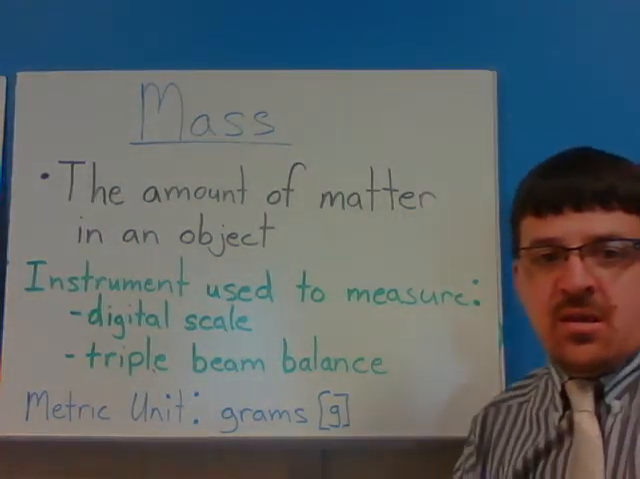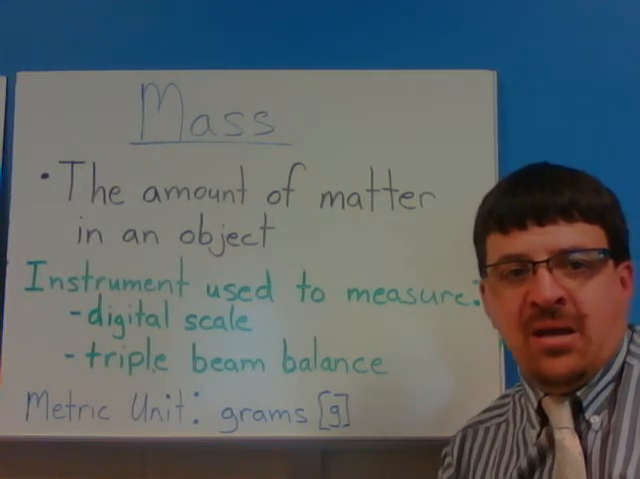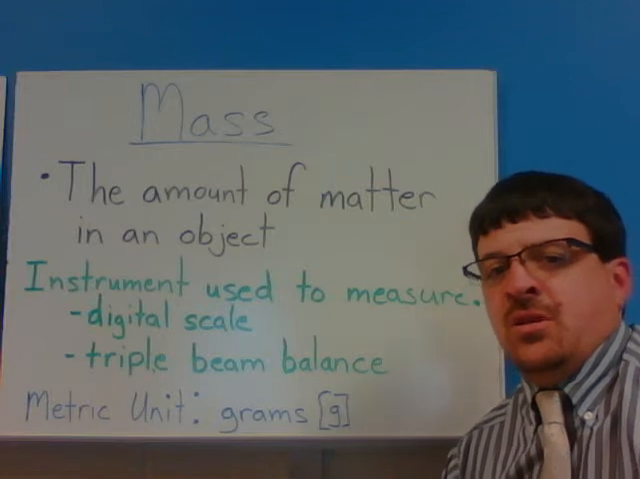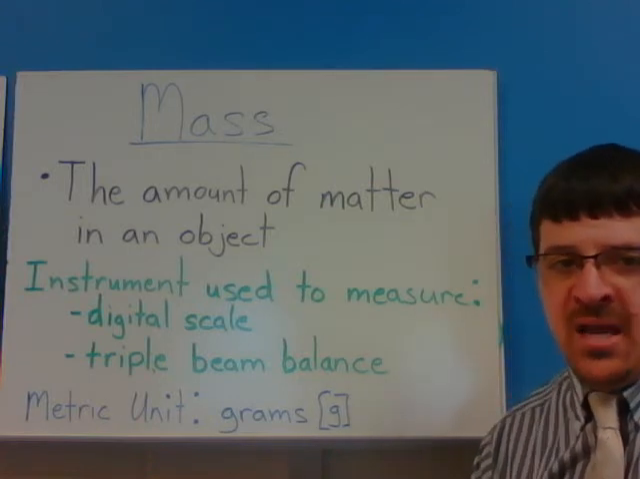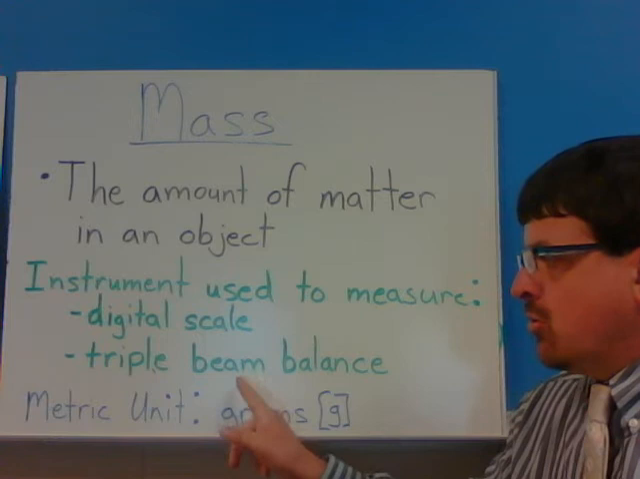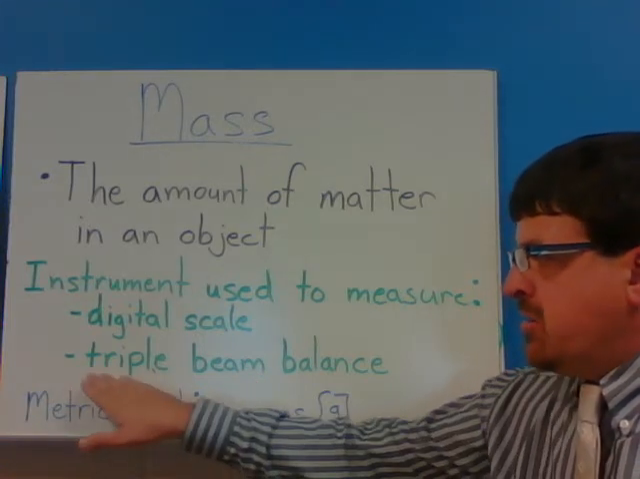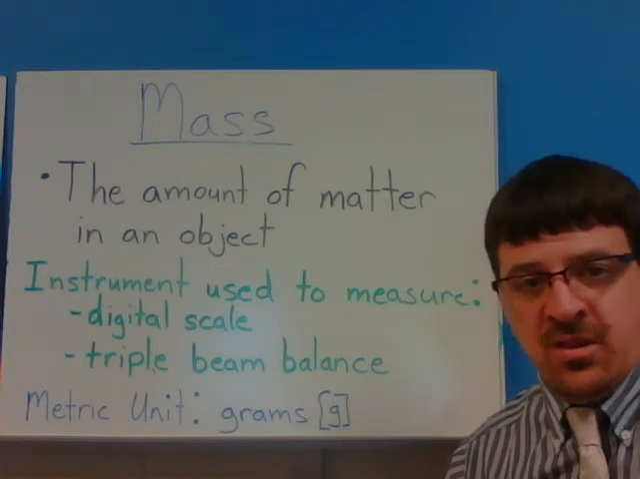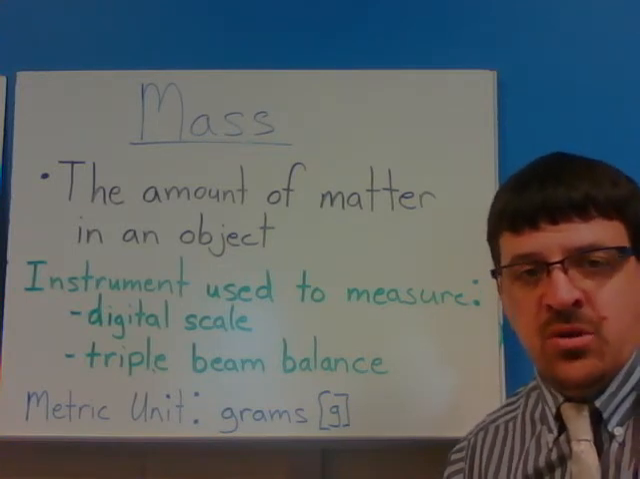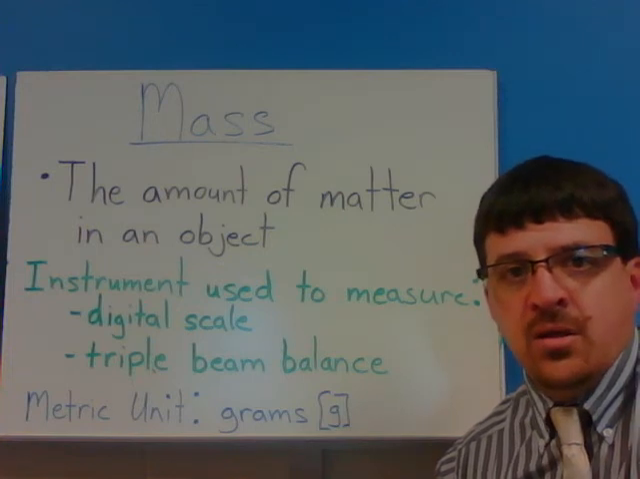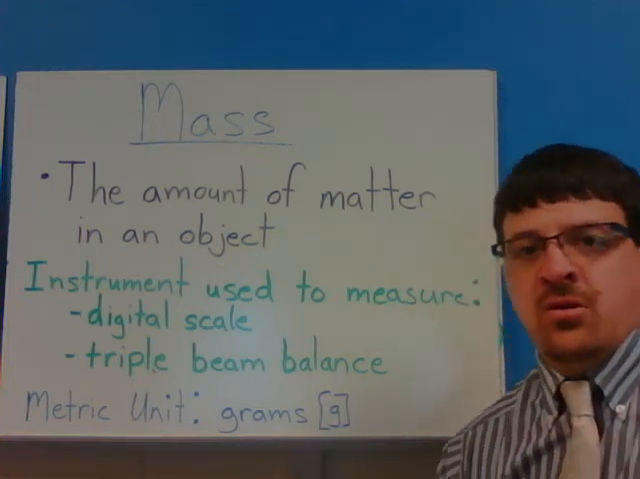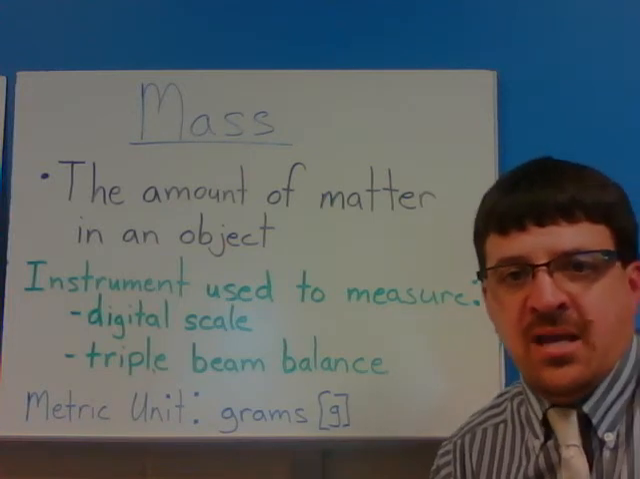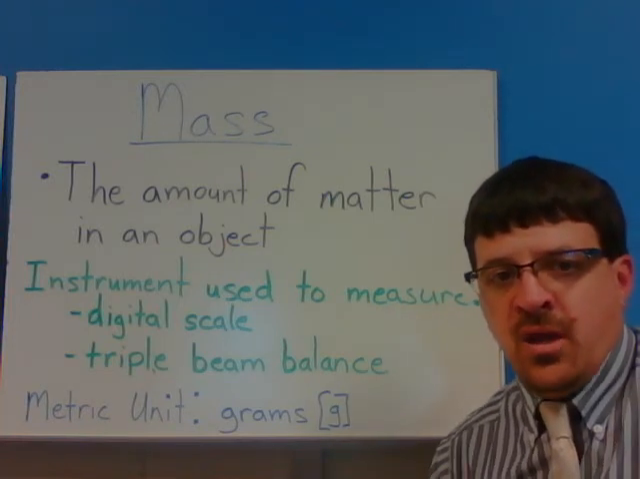Mass. Mass is the amount of matter in an object. The instruments that we use to measure mass are either a digital scale or a triple beam balance. Now, if you're trying to find the mass of a liquid, you're going to find the mass of the graduated cylinder, find the mass of the liquid with the graduated cylinder, and subtract them out to get the mass of just the liquid alone.